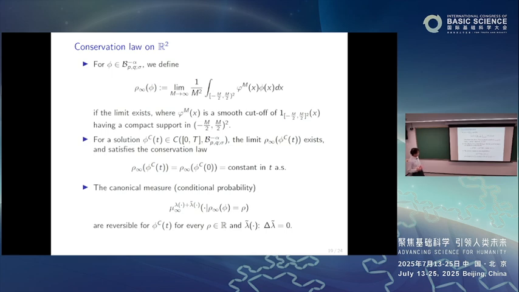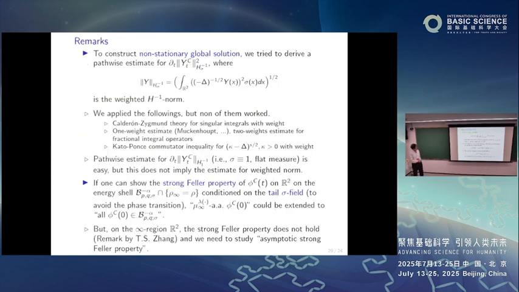Therefore, the canonical measure is a conditional probability, because this is constant in time. Therefore, we can condition this measure by this conservation law. That is also the reversible measure or the invariant measure for this process. And as I said, for any harmonic function, these measures are the invariant measures. That also can be shown. Okay, so this is the remark.